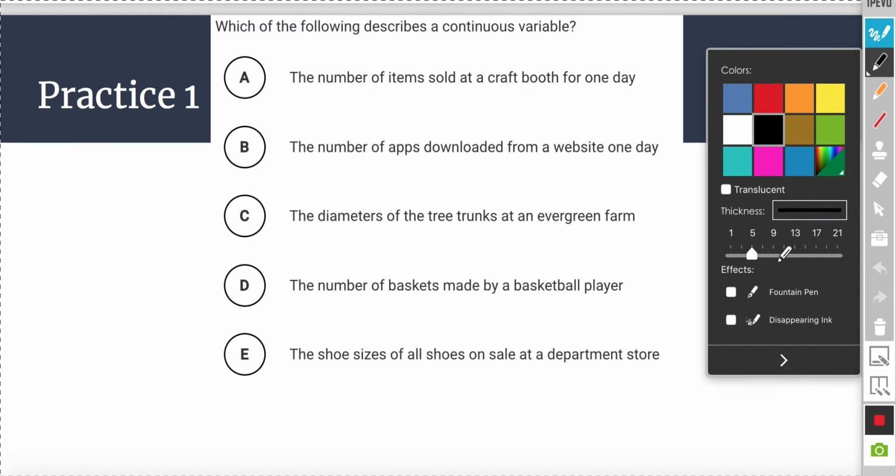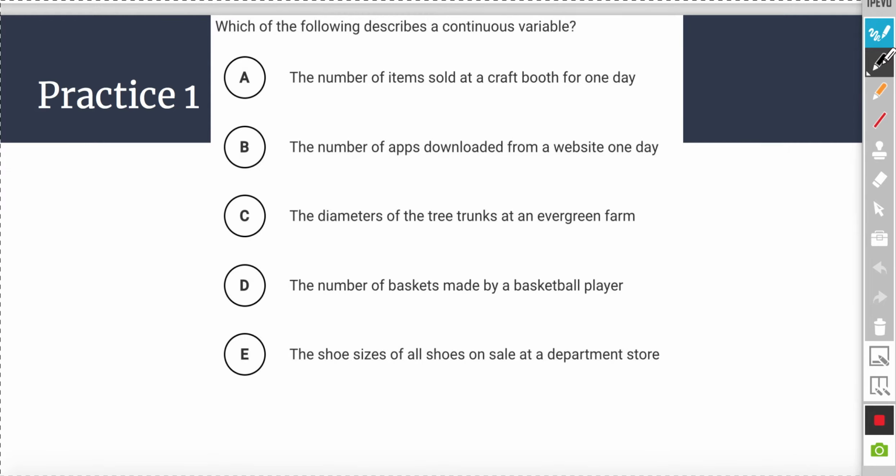All right, let's go ahead and get started. So in this case, you should write down the question and the answer choices because we're going to label some things on them. We want to talk about a continuous variable, so something that doesn't have just set chunks or levels.